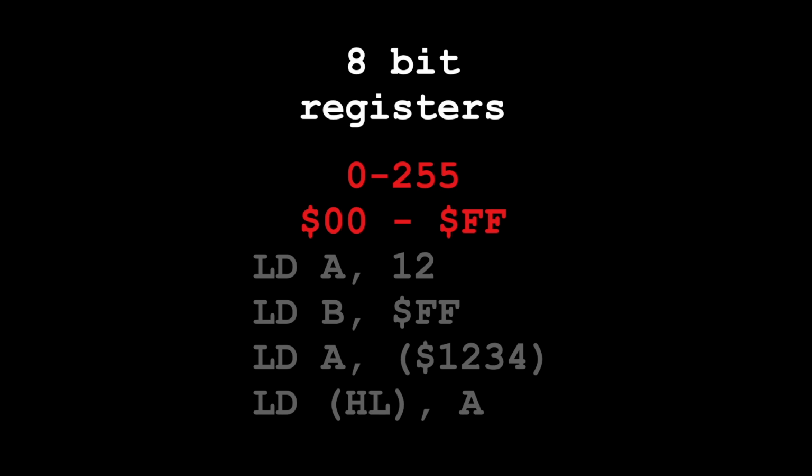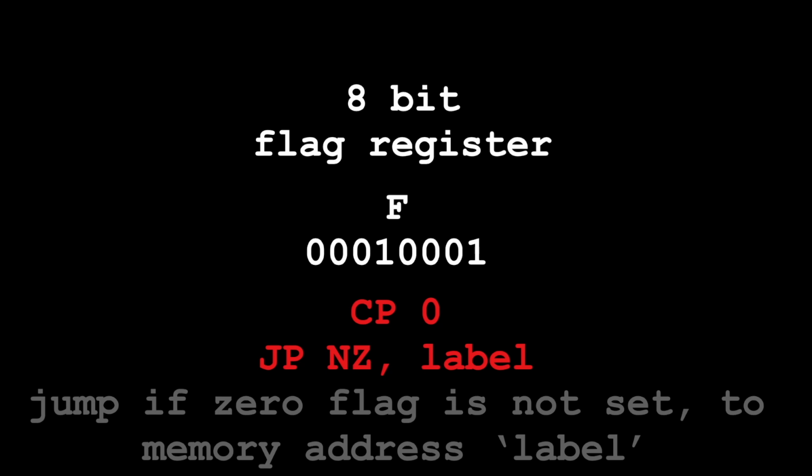Examples of instructions include LD A, 12, which would put the number 12 into the register A. LD B, FF in hexadecimal would put FF, or 255, into B. LD A and then 1234 hexadecimal in brackets would put the value of the byte stored at that memory location into A. LD (HL), A would store the number which is in A into the memory address defined by the value of HL.